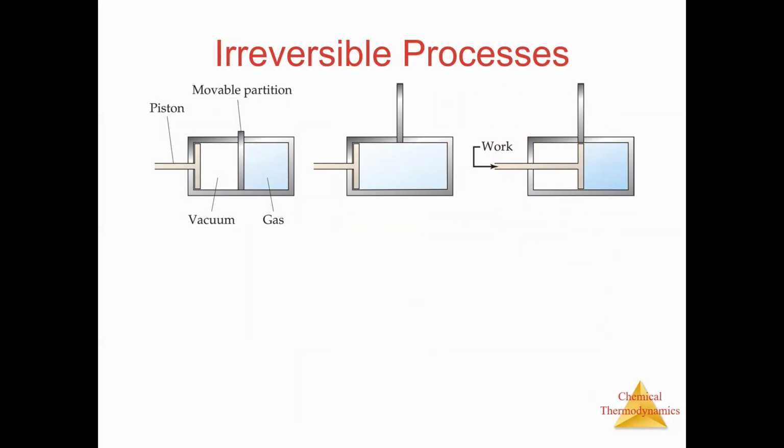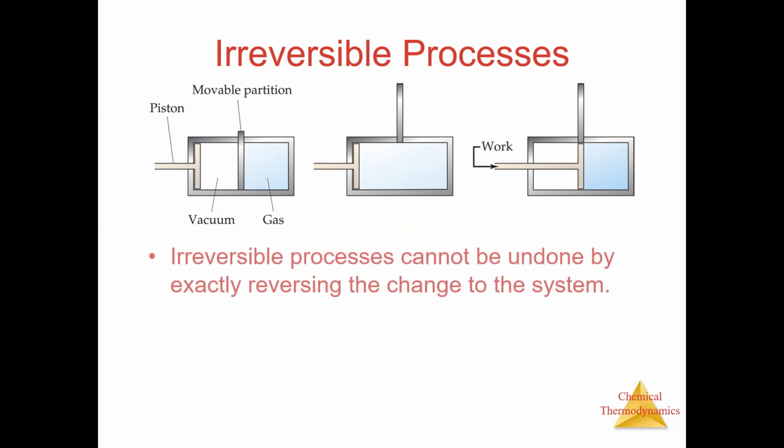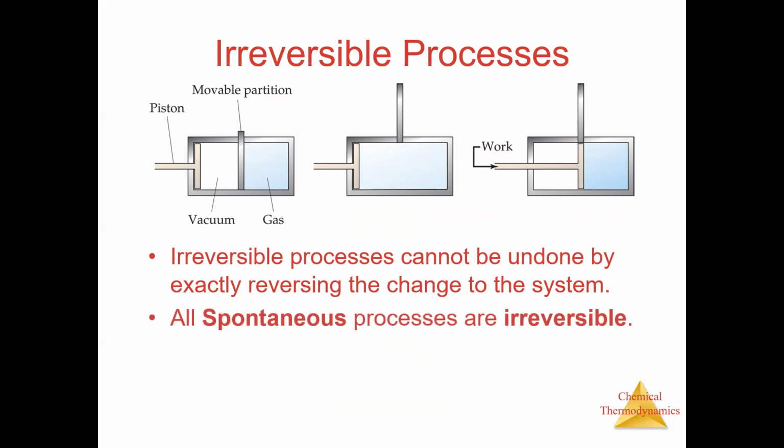Irreversible process cannot be undone by exactly reversing the change to the system. All spontaneous processes are irreversible. As we have already seen, examples of spontaneous processes are rusting of iron, melting of ice, and freezing of water. These are all spontaneous processes, which are irreversible. All real processes are irreversible.